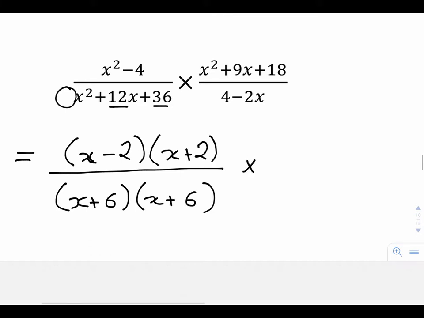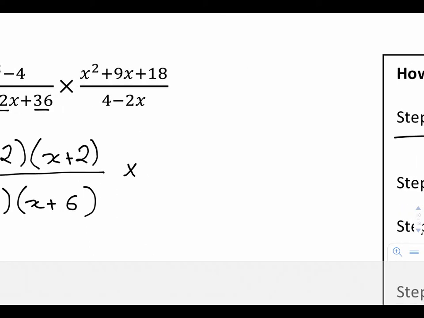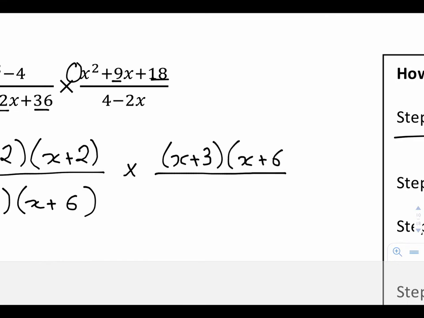Moving on to my next fraction. Once again, I have a simple trinomial in my numerator because the coefficient is 1, not written in. And I'm looking for two numbers. In this case, they add to give me 9 and multiply to give me 18. Those two numbers happen to be 3 and 6. And if you add 3 and 6 together, you get 9. If you multiply them, you have 18.